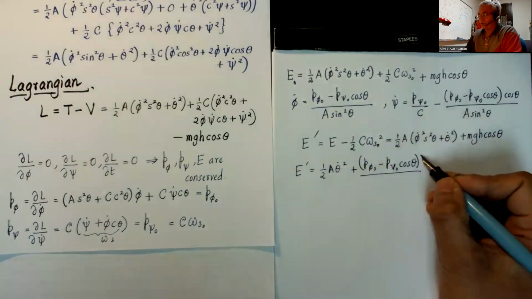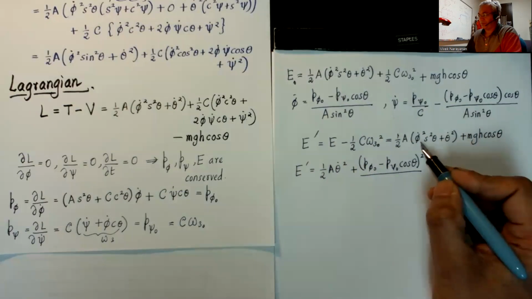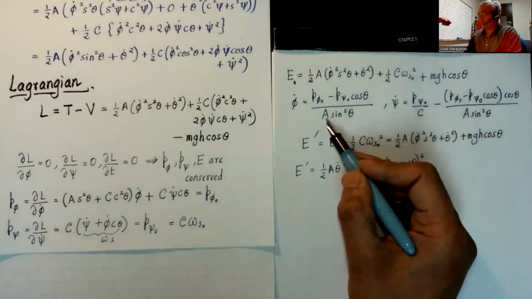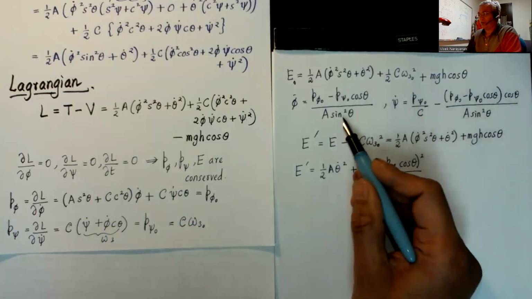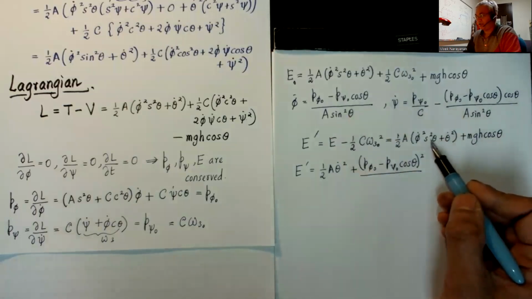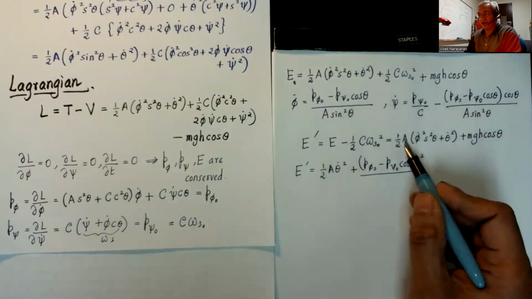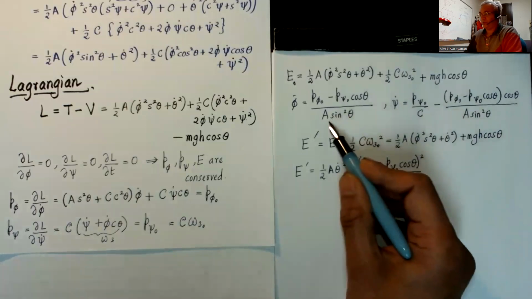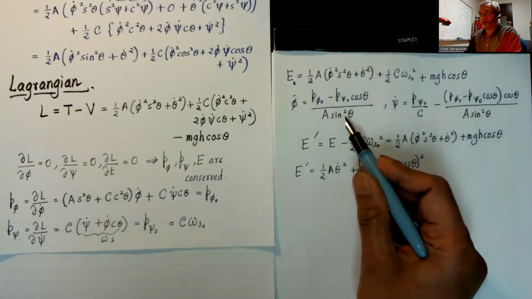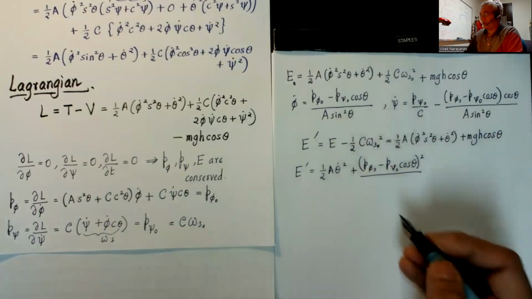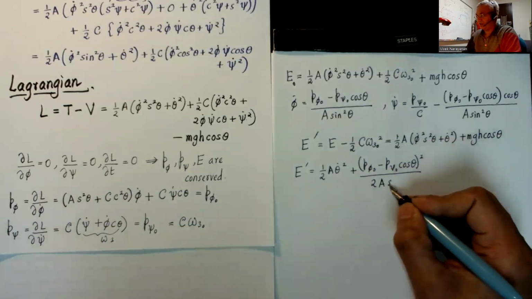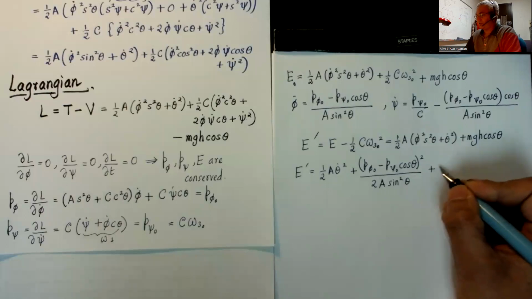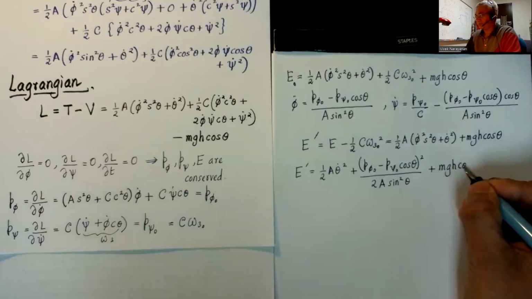I'm squaring it. I'll also be squaring the denominator. So I'm going to get A squared sine to the power 4 theta, but I have a sine squared theta here already, and I have an A here already. So the A squared will be canceled by the A, and the sine to the 4 theta will be canceled by the sine squared theta. So I'm just going to get that 2 is still there. So 2A sine squared theta plus mgh cosine theta.